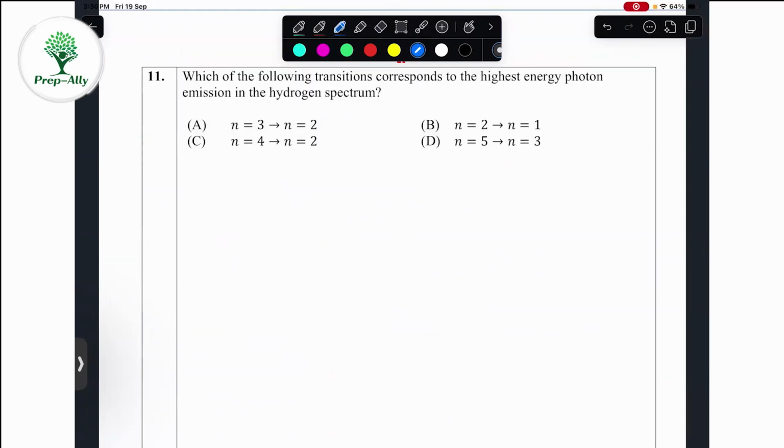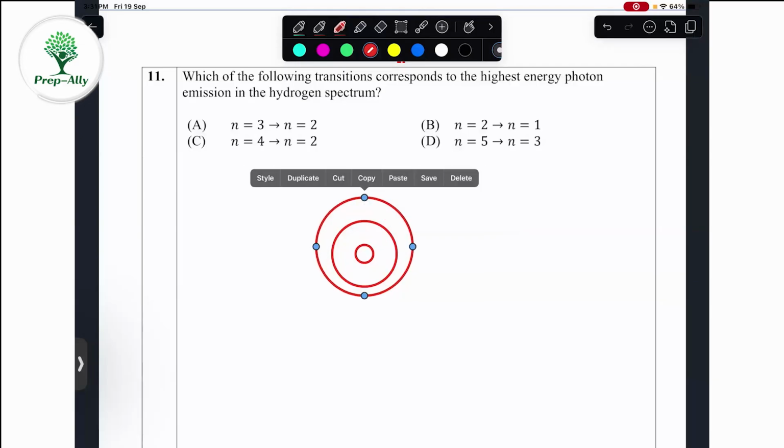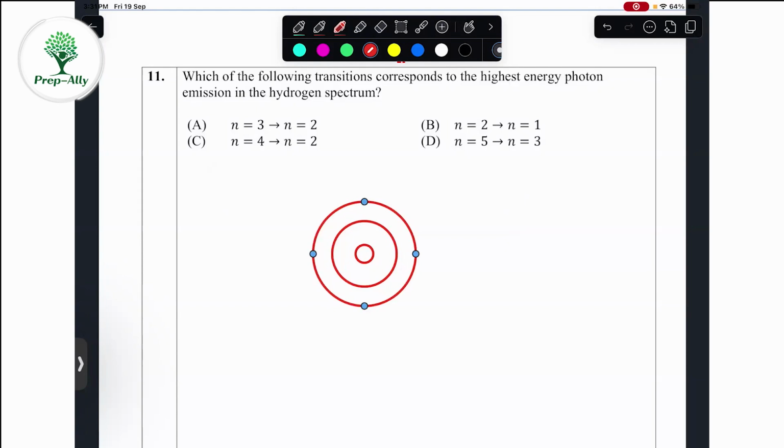Which of the following transition corresponds to the highest energy photon emission in the hydrogen spectrum? Let's see. This is an atom. This is a nucleus of atom. This is the outer shell. So I'm going to write it quite big also.